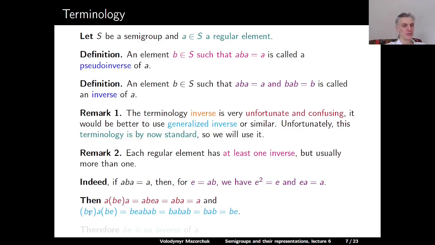At the same time, BE times A times BE is equal to BEABE, which is BABAB. Then EA is A, so this is BABAB. ABA is A, so this is BAB, but this is BE. So which means that A is also a pseudo-inverse to BE. So BE is indeed an inverse of A.